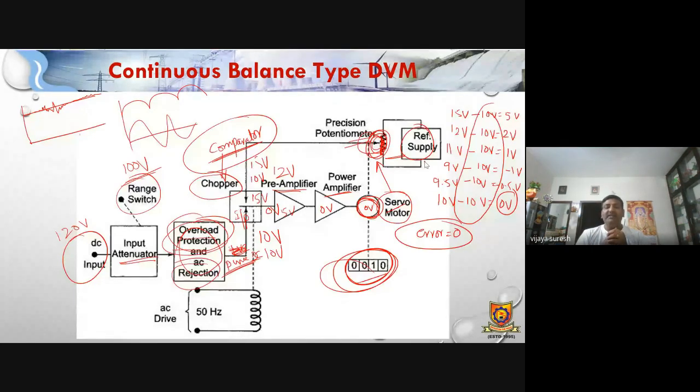Okay, and this comparator or this chopper circuit is going to be driven by an AC drive circuit. So the normal AC supply we are going to use. Based on that, we are going to operate this entire process. So a very simple method. The reference is going to be changed accordingly to match the unknown input. So in the table what we have written, this is the reference voltage.